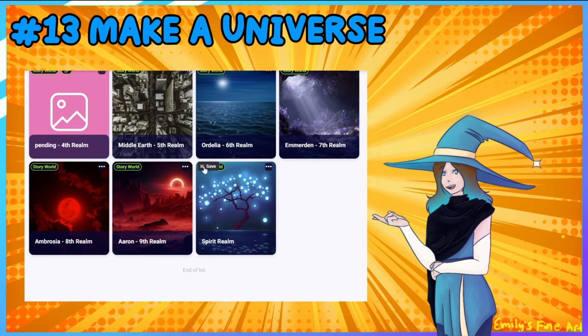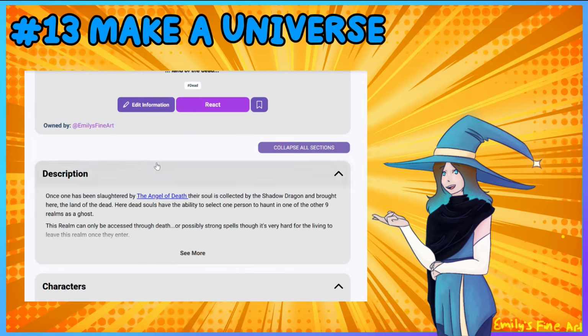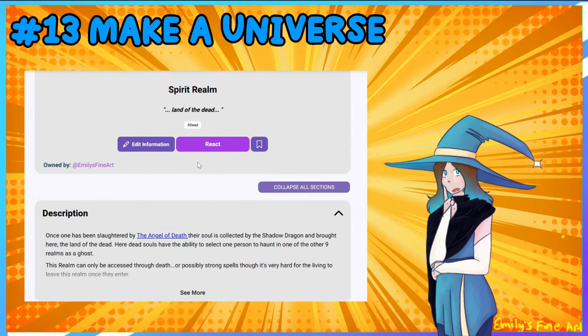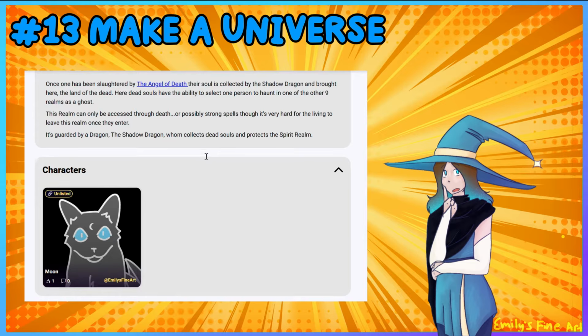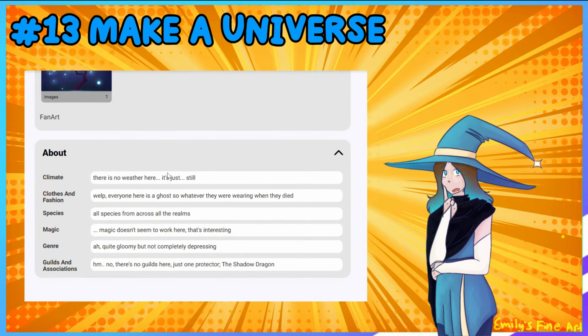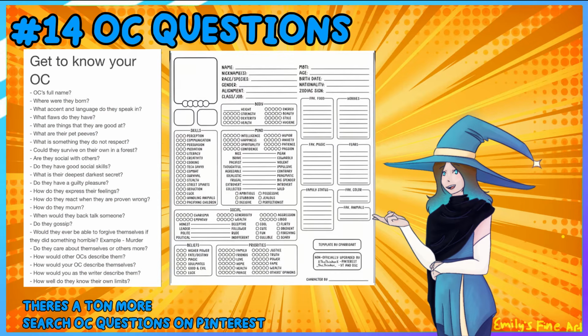If you haven't already, make a universe for them with either realms or just one world, or maybe not even an entire universe. You could make just a city or just kind of plan out the aesthetic or the time frame. Fill out these OC question sheets. These are all over Pinterest. Character Hub also has these in there.